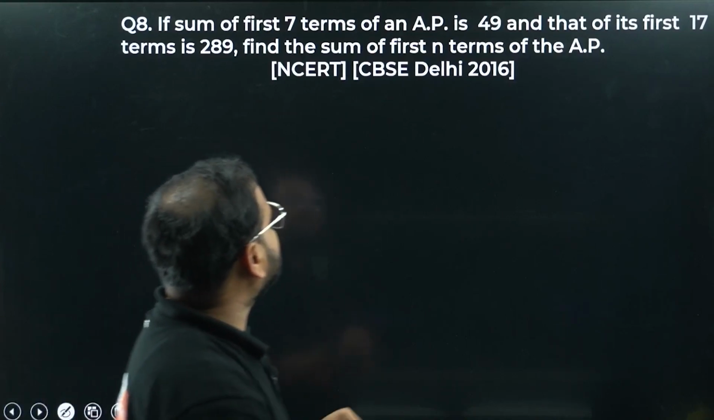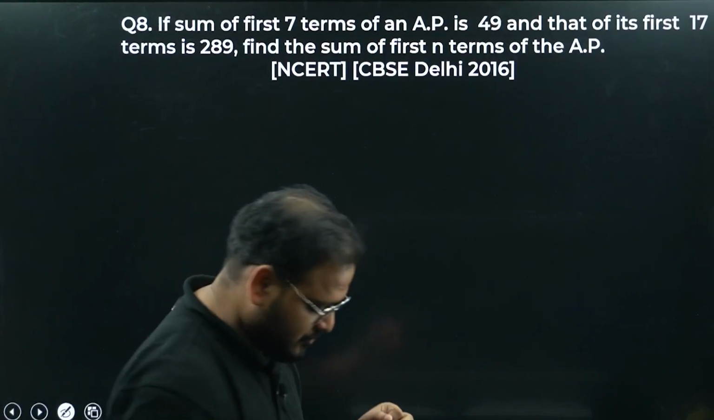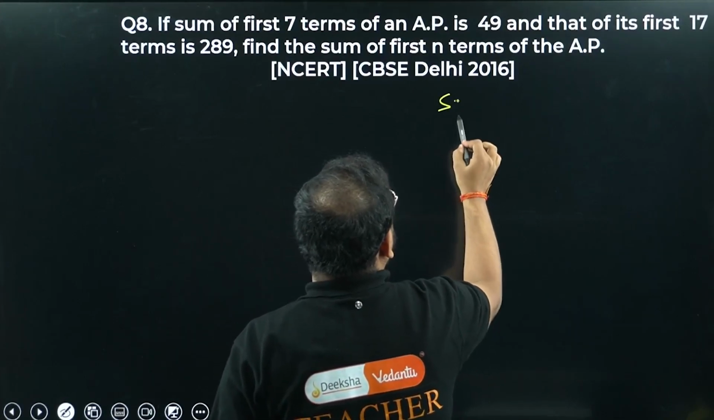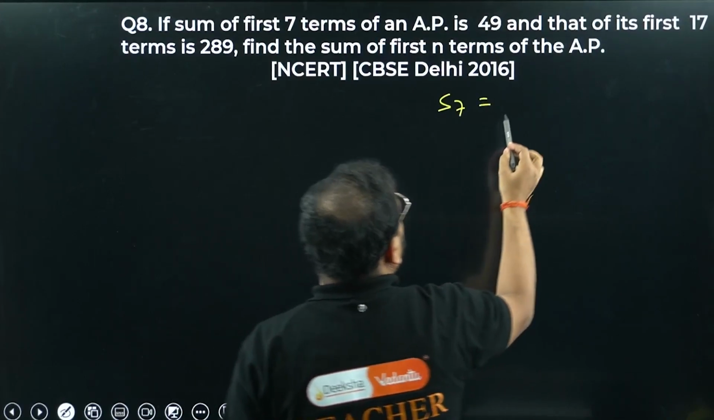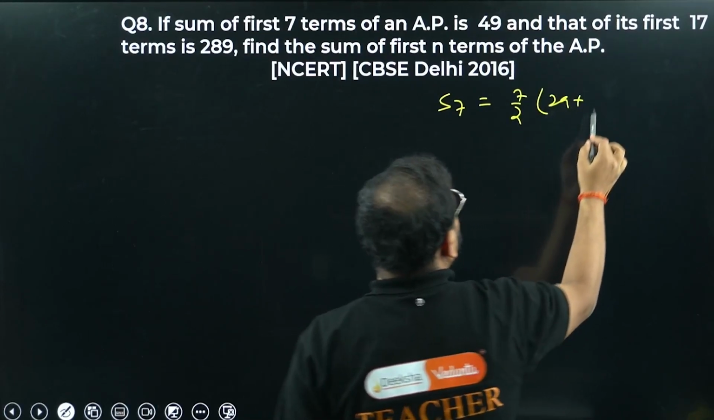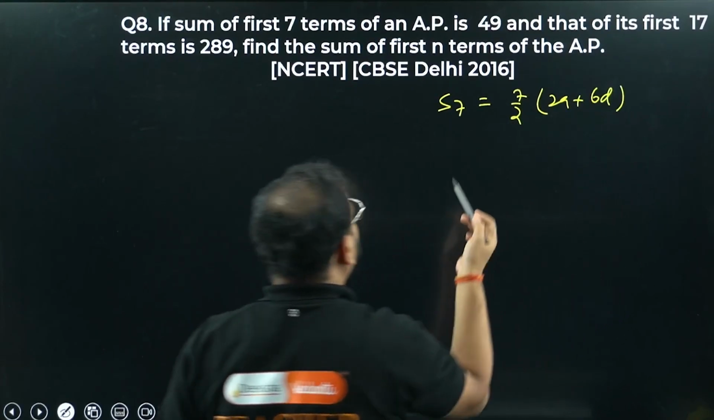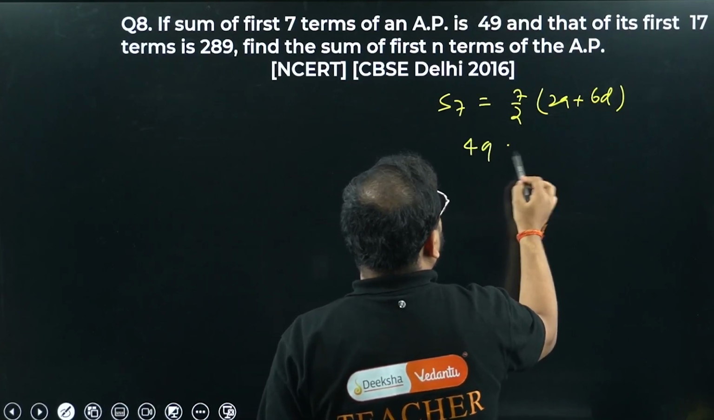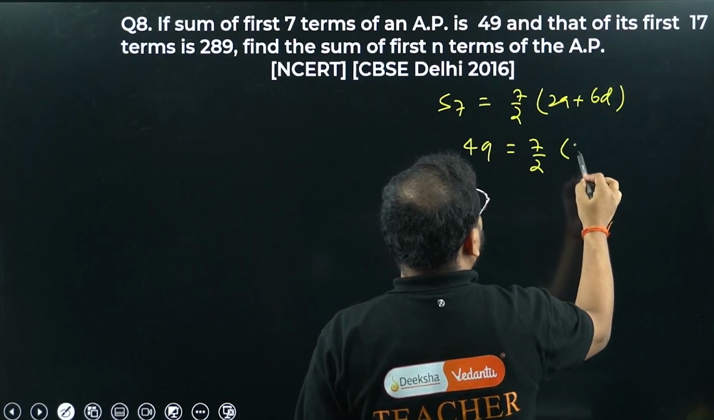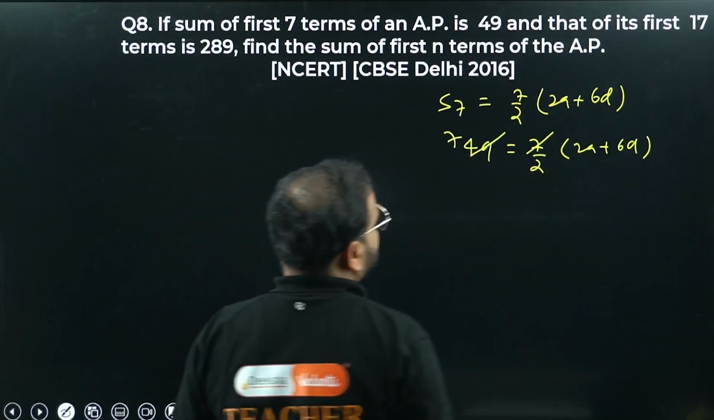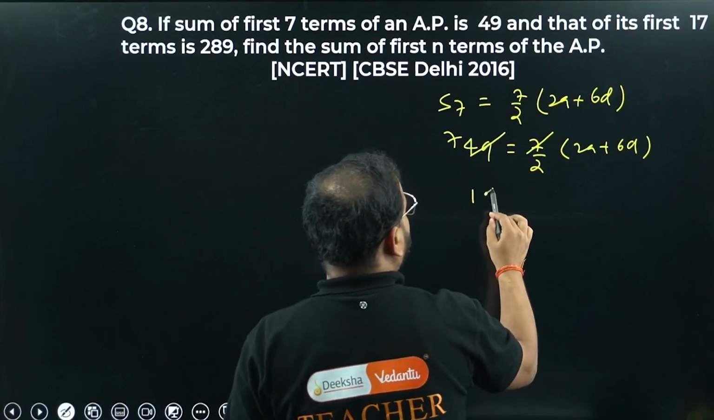Sum of first 7 terms of an AP is 49. Okay, let's write it down. Sum of first 7 terms, so S7 is given as 7 by 2, 2a plus 6d, right? n minus 1 into d, so 6d. We have 49 equals 7 by 2, 2a plus 6d. Cancel this 7 and this 7, so 7 7s are 49. I get 14 equals to what?